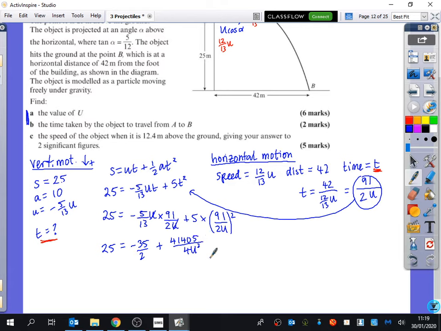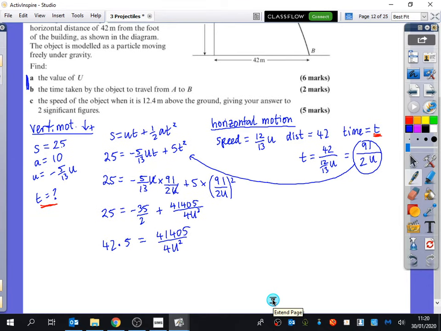So to solve this equation, we can add this to the other side. So you've got 25 plus 35 over 2. Let's go into numbers now. 42.5 equals 41405 over 4u squared. Is this not making much sense when it works out? And then we'll multiply up. So you get 170u squared equals 41405.